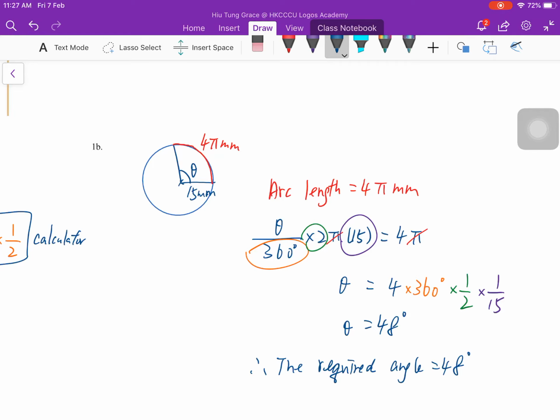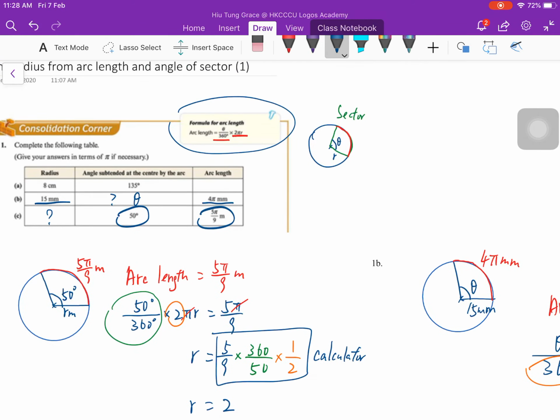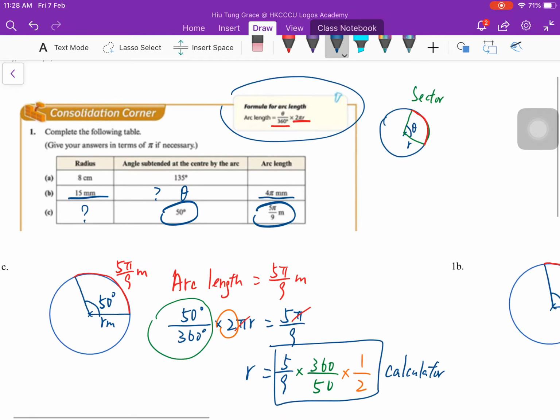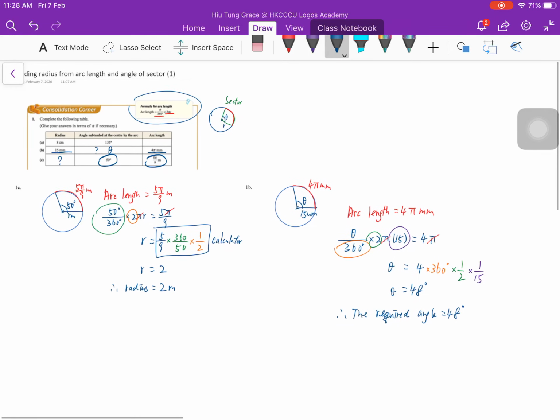So that's all for today. We want to find radius and also angle of sector when some of the information about the sector is given. Alright? Hope you get it and can finish the assignment on your own.